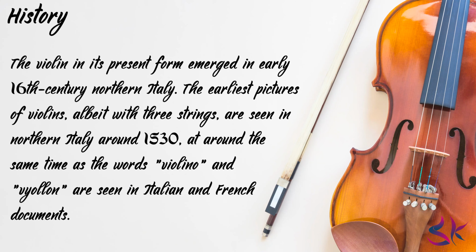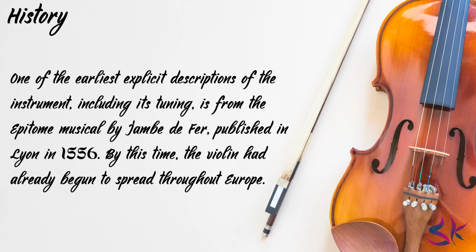The violin in its present form emerged in early 16th century northern Italy. The earliest pictures of violins, albeit with three strings, are seen in northern Italy around 1530, at around the same time as the words violino or violon are seen in Italian and French documents. One of the earliest explicit descriptions of the instrument, including its tuning, is from the Epitome musical by Jambe de Foix, published in Lyon in 1556.